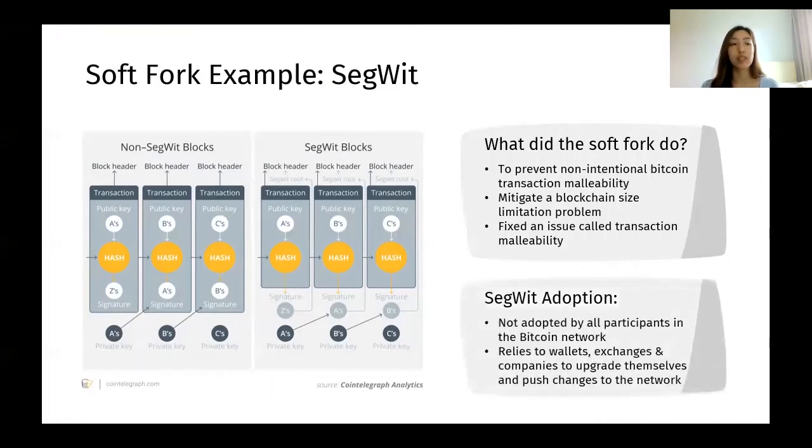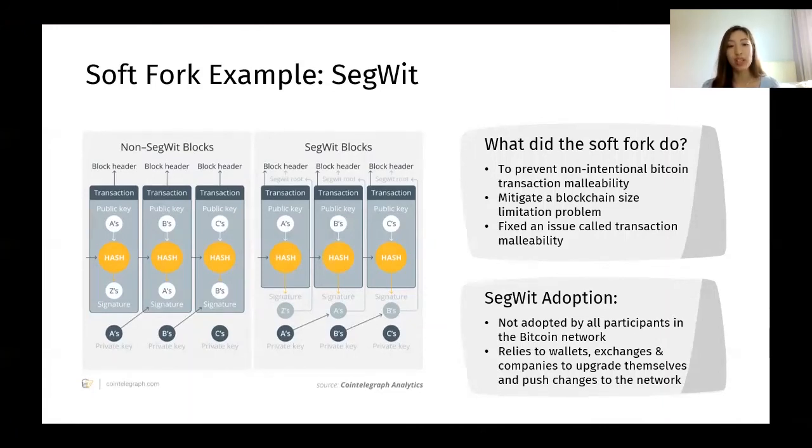So despite the benefits of SegWit, not all participants in the Bitcoin network have implemented it. To understand why requires familiarity with the many roles that people play in the Bitcoin ecosystem and how sometimes the incentives behind them contradict one another. So for example, Bitcoin doesn't simply upgrade. It relies on wallets, exchanges, and companies using it to upgrade themselves and push changes to the network accordingly. If no one is mandating this SegWit adoption, it's really up to engineering teams to nudge their organizations in the right direction, and it doesn't always turn out as expected.